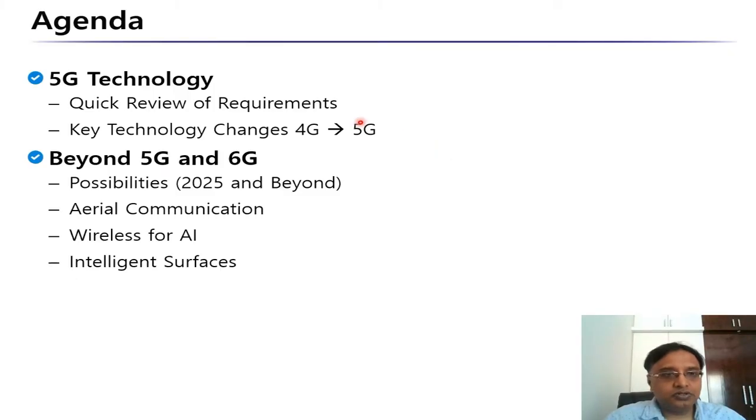In this tutorial, we're going to quickly look at what brought us to 5G in terms of the technology changes, primarily on wireless communication and a little bit on the core network side. After that, I'll present beyond 5G and 6G, which is the main topic for this tutorial. We'll look at what is possible and what is expected to be there in the future, possibly in 2025 and beyond. And I'll look at a few specific enabling technologies, specifically on aerial communication, wireless AI, and intelligent surfaces. So these are broadly the things that would be covered in this tutorial.